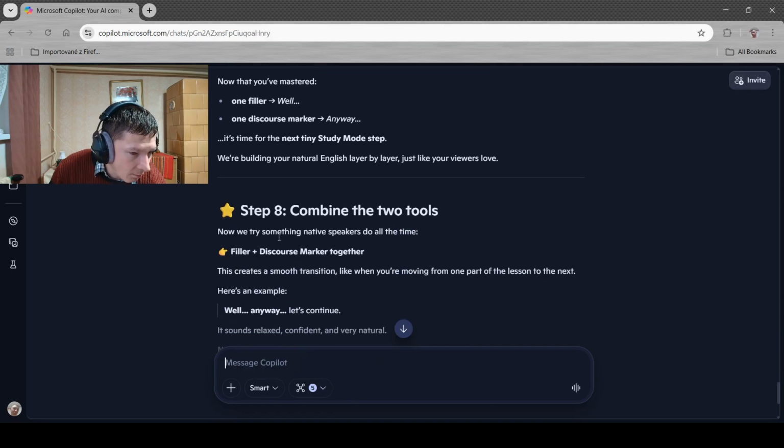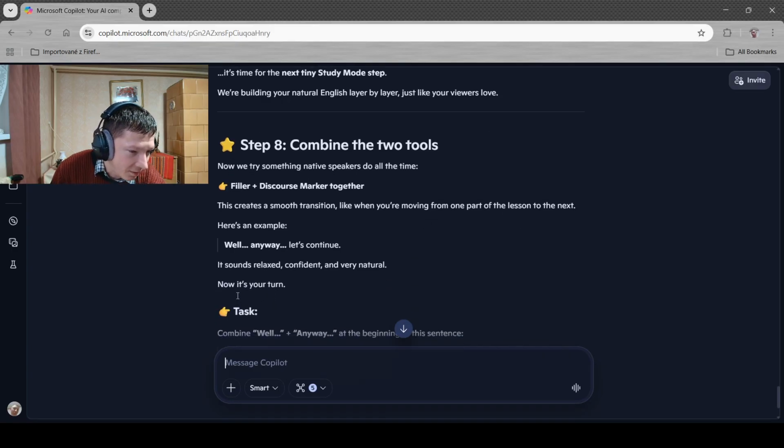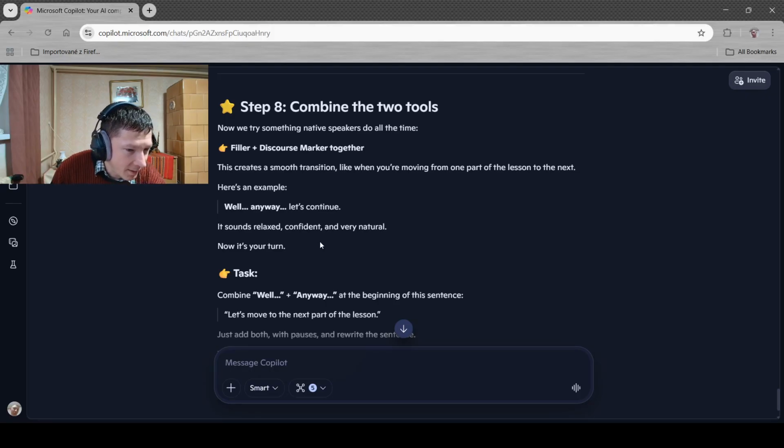Step 8. Combine the two tools. Now we try something native speakers do all the time. Filler plus discourse marker together. This creates a smooth transition, like when you are moving from one part of the lesson to the next. Here's an example. Well, anyway, let's continue. It sounds relaxed, confident, and very natural.